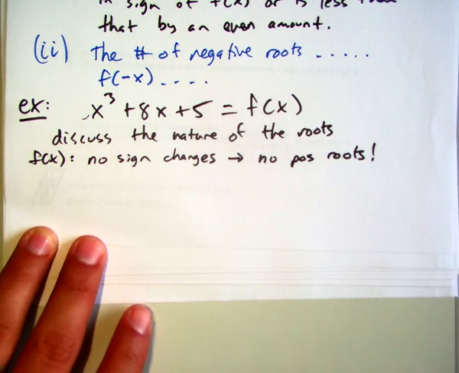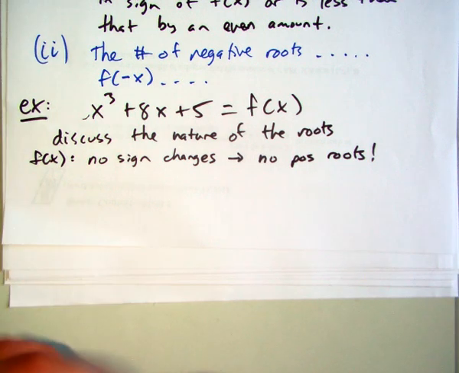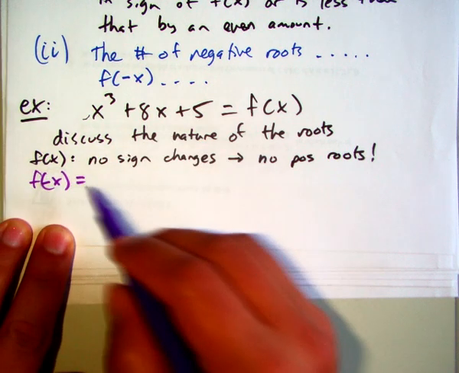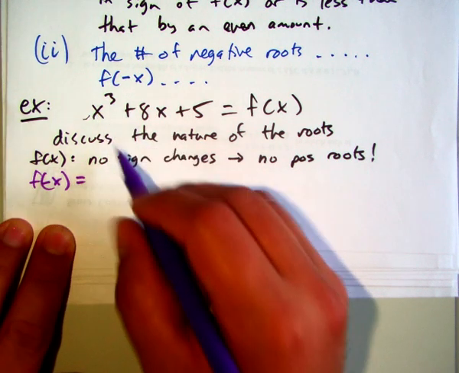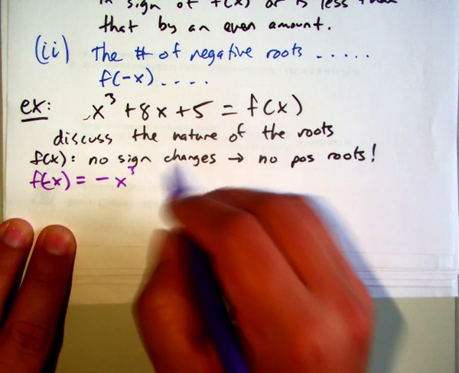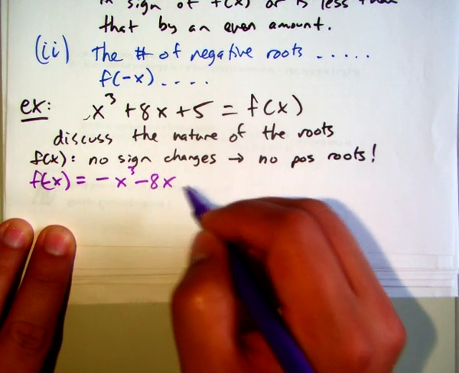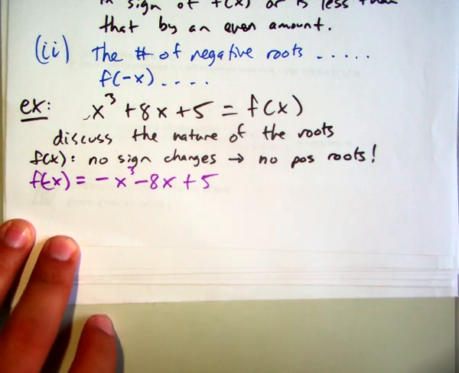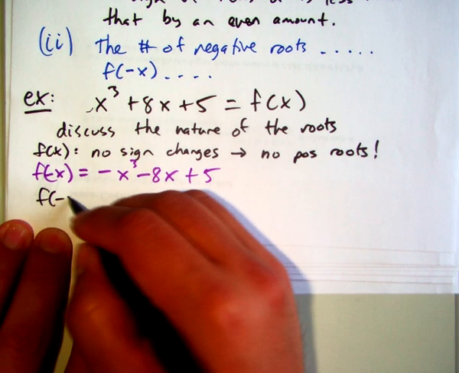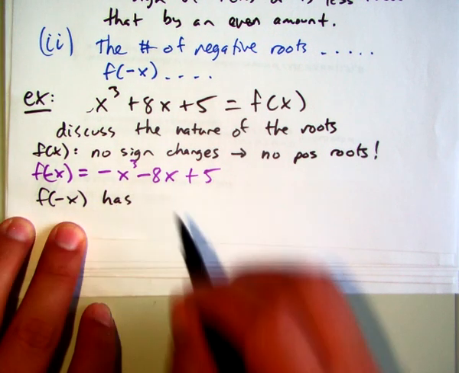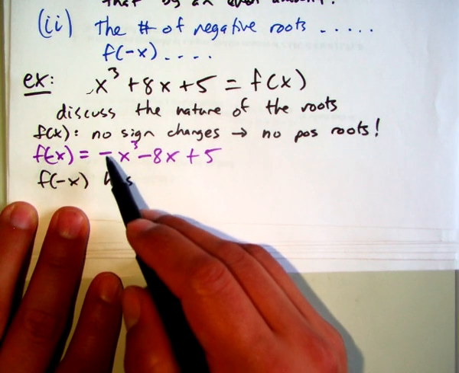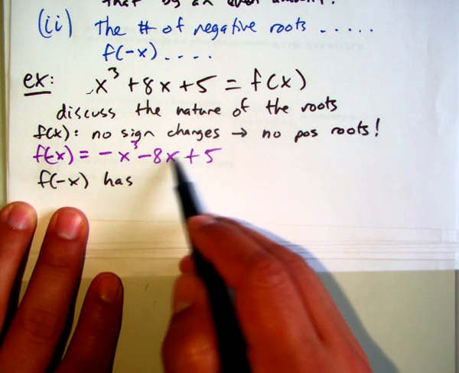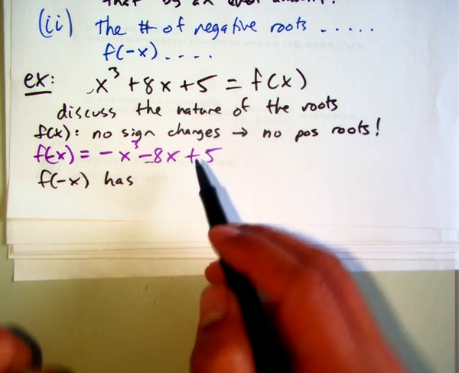Okay? So now what we'll do is look at f of negative x. And now I'm going to go ahead and write this out first. So if I plug in negative x and cube it, I get negative x cubed minus 8x plus 5. So now when I'm looking at f of negative x, we go from negative to negative, so that's no change. But then from here to here, we go from negative 8 to positive 5, so that's one sign change.